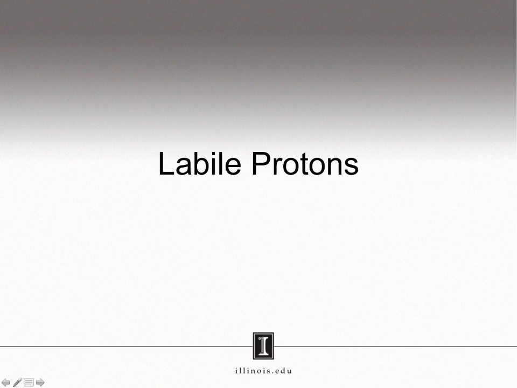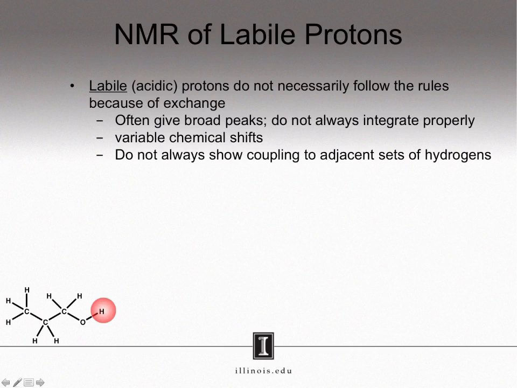It is important to be able to identify labile protons and understand how they may or may not affect a Proton NMR spectrum. Labile protons tend to be acidic protons. Examples of acidic protons are protons in alcohols and protons in amines. These labile protons do not necessarily follow the same rules all other protons follow because of a process called exchange.